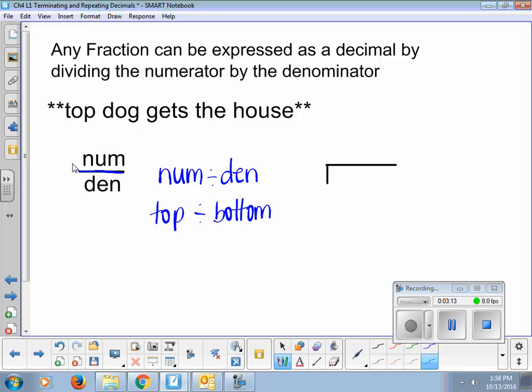And when you write that out as a long division problem, you can always remember that the top dog gets the house. The number that you have in your numerator, or the top, is going to go inside, and you divide by your denominator. So this is to change a fraction to a decimal. I want you to add this part in the space on your notes underneath top dog gets the house. That's for a fraction being changed to a decimal.